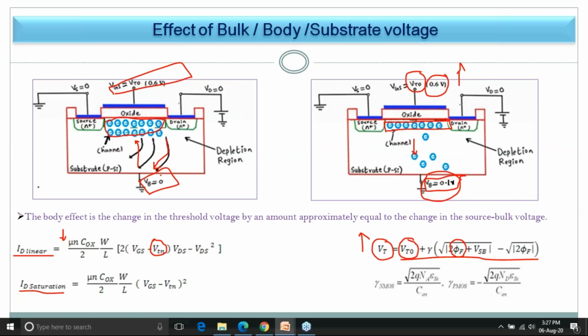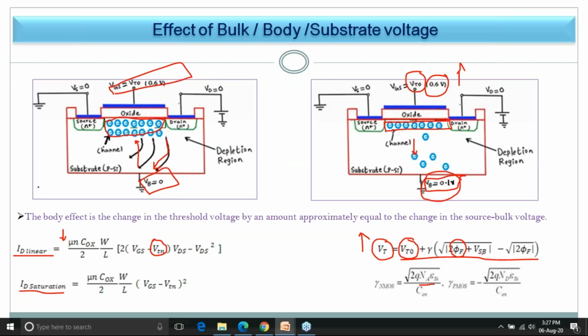When the body is connected to ground, whatever threshold voltage is there, this is VT0. And because of body effect, there is a change in threshold voltage that is defined over here. So VT, because of body effect, is equal to VT0, that is without body effect, plus gamma. What is gamma? Gamma is the fabrication constant, meaning what type of doping concentration is there is mentioned by this gamma for NMOS and PMOS. Now plus gamma in bracket, under root of 2 phi f, that is Fermi potential, plus VSB, minus under root of 2 phi f. Now how to remember?